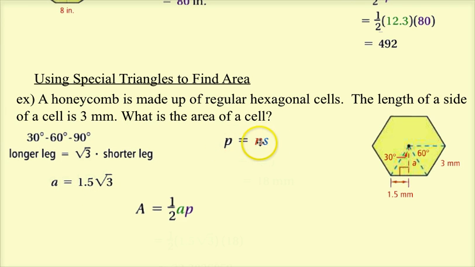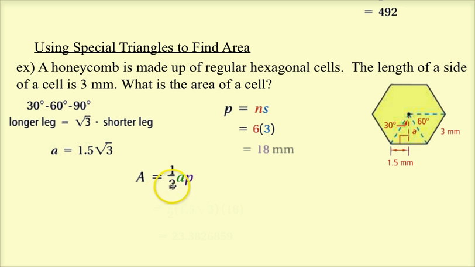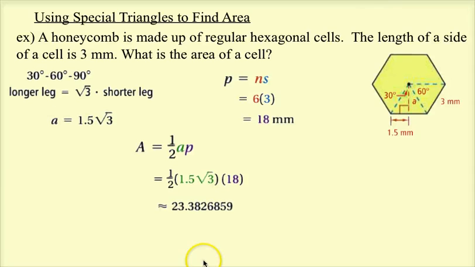So now my perimeter is the number of sides times the length of the side. Remember, I had 6 sides. It was a hexagon. Each edge is 3, so 6 times 3 is 18. And then my final area is 1/2 the apothem times the perimeter. So the apothem was 1.5 radical 3, and my perimeter was 18. So it's 1/2 times 1.5 radical 3 times 18, and I'm just doing this in the calculator, so it's not a big deal that I have this radical 3 in there, and it's approximately 23.38. You might be asked to leave it as a radical, or you might be asked to round it to the nearest tenth or the nearest whole number, but that's how it's done. Okay, and that's it.